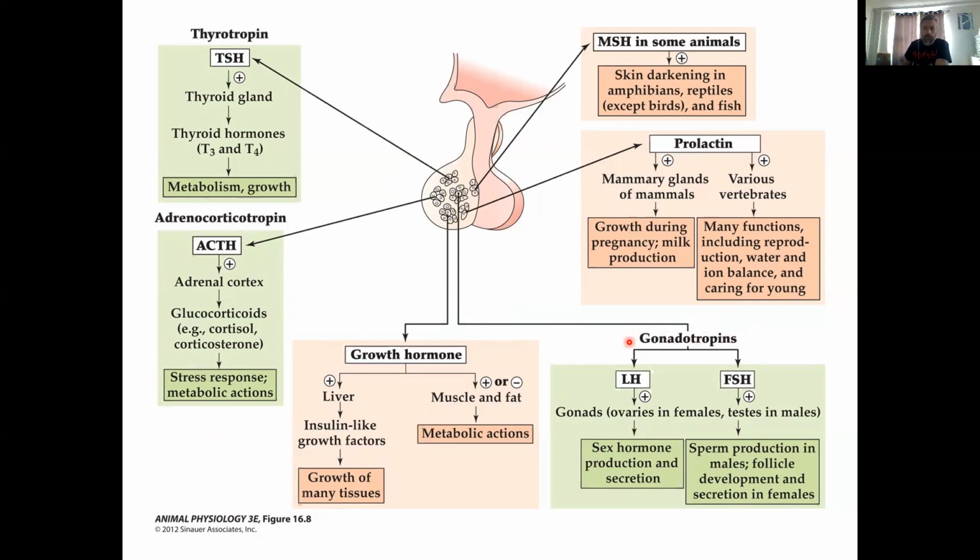We also have a series of tropic hormones called gonadotropins, which go to the gonads, right? And these are luteinizing hormone, or LH, okay? And luteinizing hormone causes the production and secretion of sex hormones, so your estrogens, your androgens, what have you.